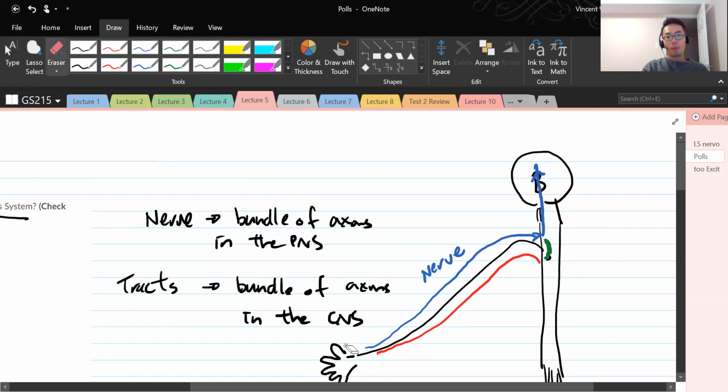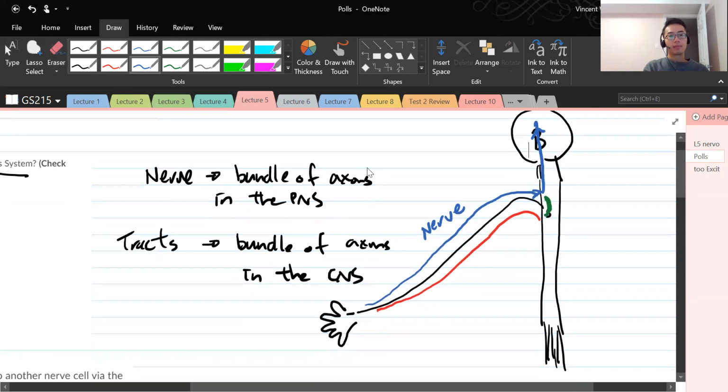Okay, so this information would be traveling along a nerve, right? Bundle of axons in the PNS. But on the way up to the brain, that sensory information will be traveling through a tract, because now you are inside the CNS, right? So that's an example of how you use these words to describe the flow of information.